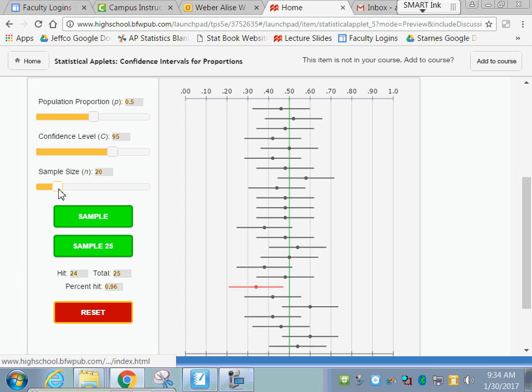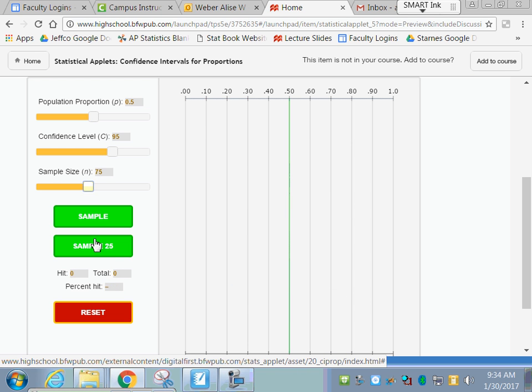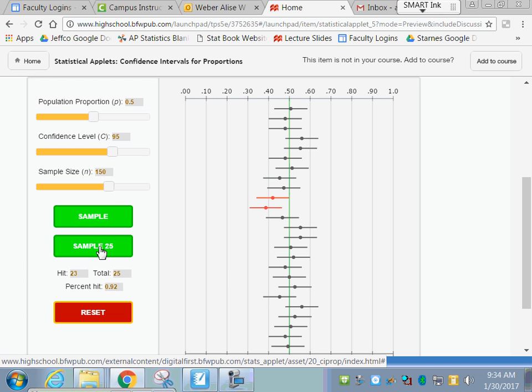I don't know if you guys could even see that difference, but all right, here's 20, and I went up to 75. What happened? Smaller intervals. All right, so it is more accurate. So another way to get smaller intervals is to increase the sample size. All right, so the larger the sample, the smaller the interval.